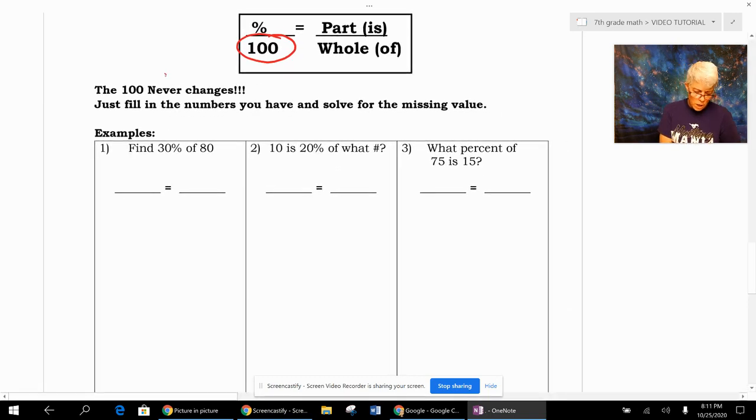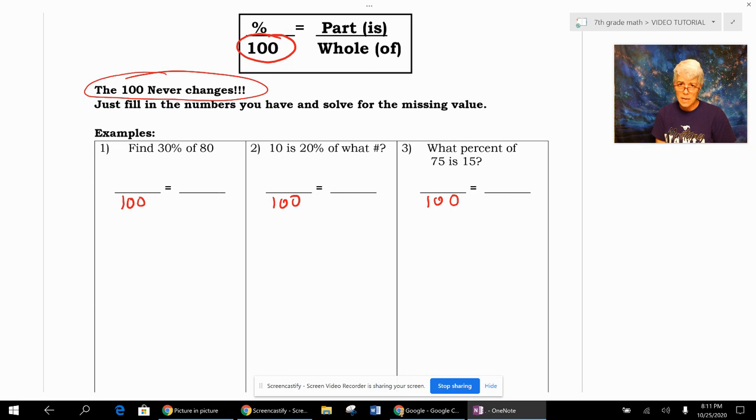It says here the 100 never changes. Like I said, there will always be a 100 as the denominator on one of the ratios. It doesn't matter which one you pick. And then we're going to fill in the rest. So I'm going to go ahead and put my 100 right here. In fact, just so you can see, I'll put 100 all the way across. Now, I could put the 100 on the right side also, but for sure it needs to be the denominator.